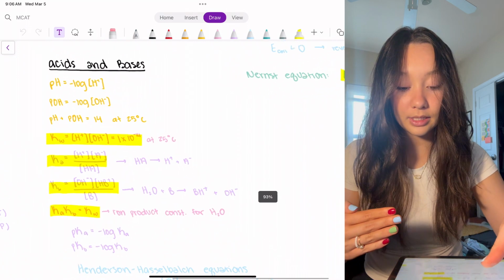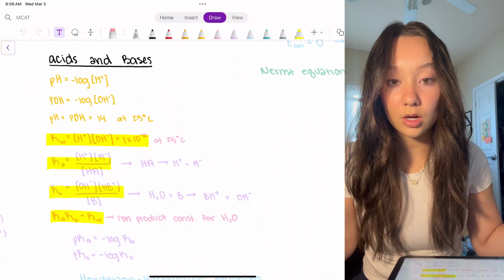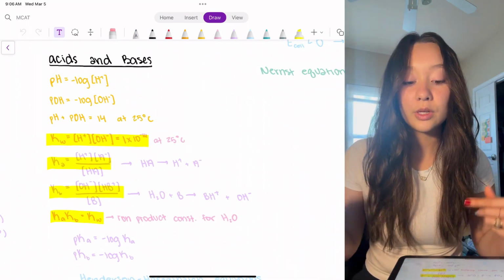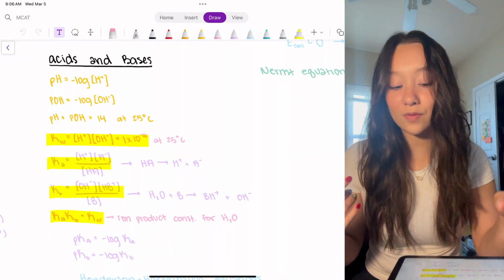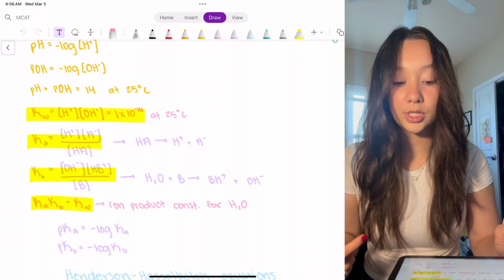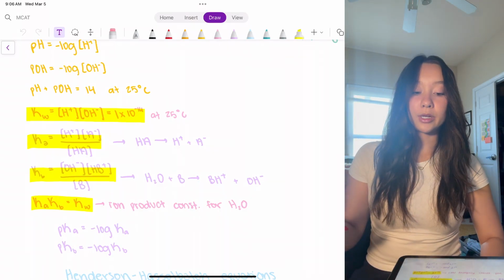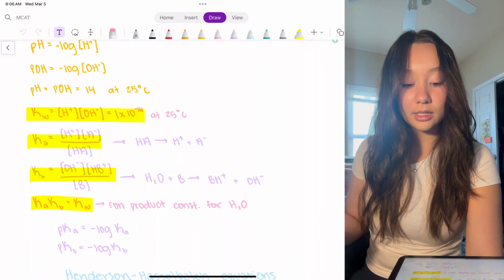Acids and bases: pH equals negative log concentration of H, same thing for OH, pH plus pOH equals 14. All of these good equations are very important to know. Ka and Kb multiply to equal 10 to the negative 14.